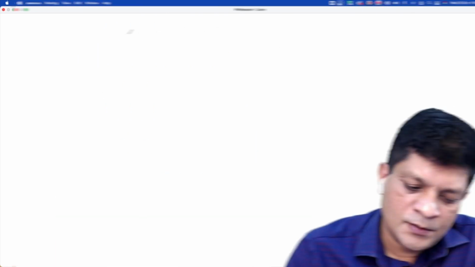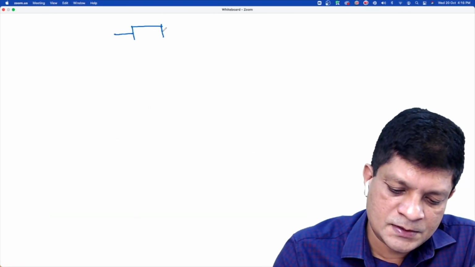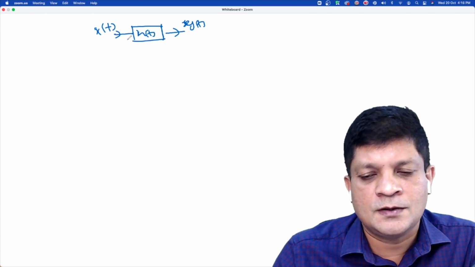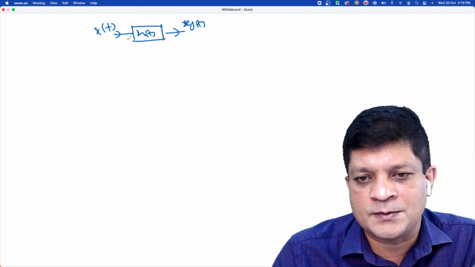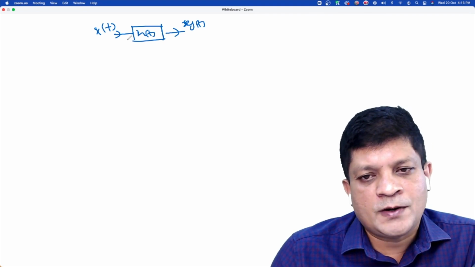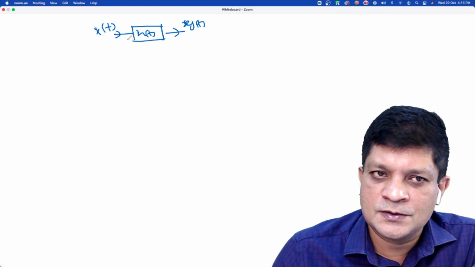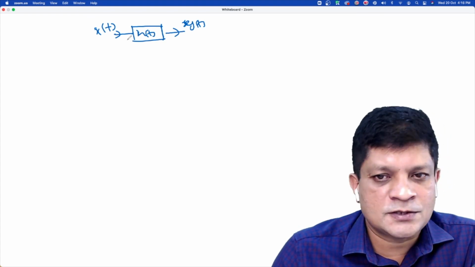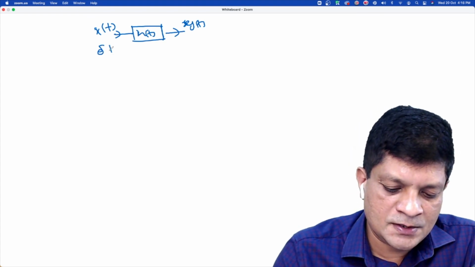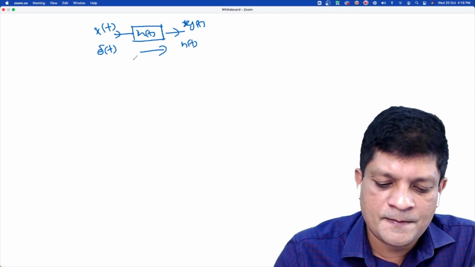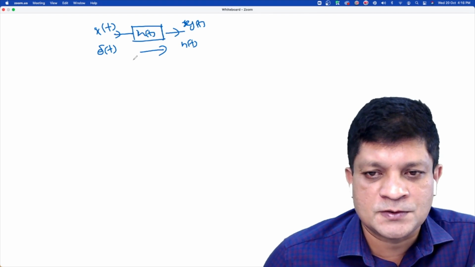Now, if you are given a linear time invariant system and we know the impulse response, we can completely characterize that system. Now, how to find the impulse response of a system? What is the impulse response? Give delta of t as the input, and measure the output. That is called the impulse response of the system.